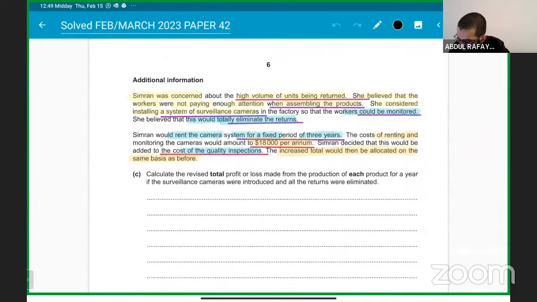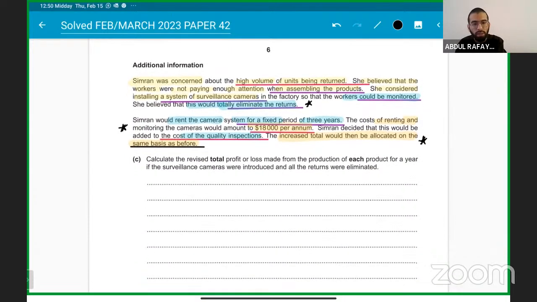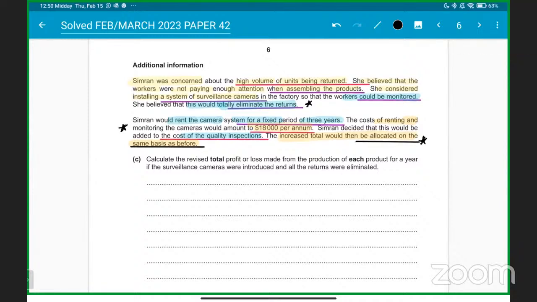This is a very important point, so I'll make a star here. It will be added to the quality inspection cost, and the base on which we were allocating the quality inspections, the number of inspections, 40 and 60 inspections for product A and product B, the allocation will remain on the same basis. It will still be allocated on the 40 and 60 basis. Getting it, guys? Clear? Following the increased total cost will be allocated.